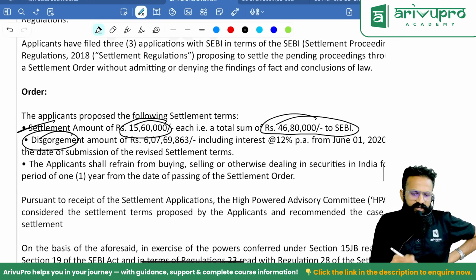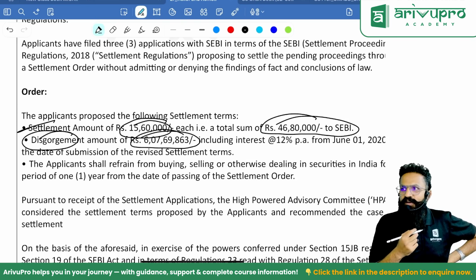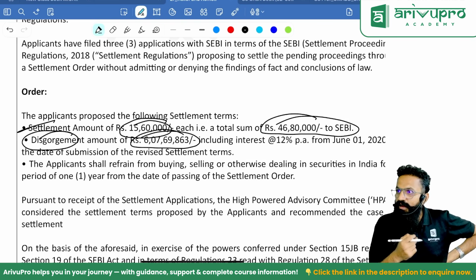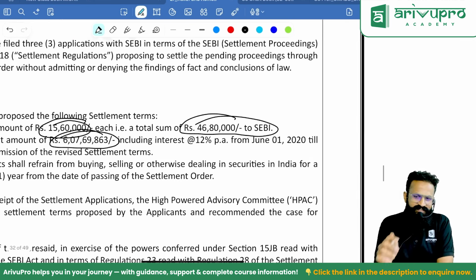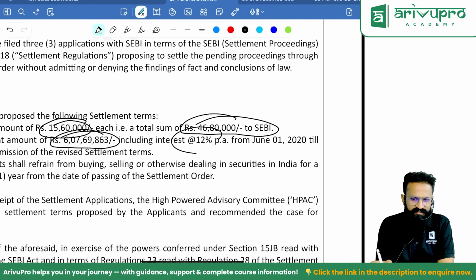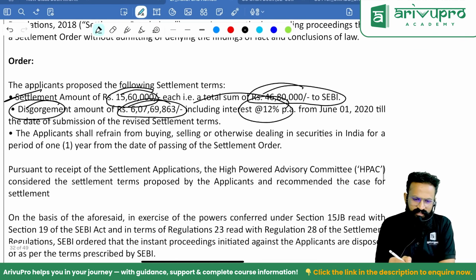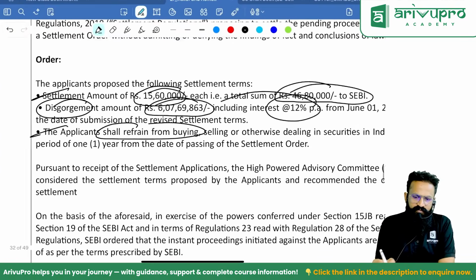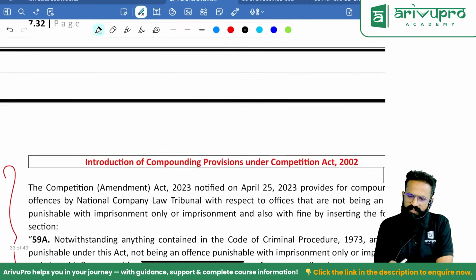Okay. Disgorgement. You would have taken fees and all, no? Look at the disgorgement. 6 crore 7,69,000. You have taken it over 10 years. Were you allowed to take? No. Then pay interest. 12% rate of interest. And not only that, the applicant shall refrain from buying and selling for a period of 1 year. Nothing but suspension. Interest will go to the people because my money was blocked with you, no? That is what this scenario was.